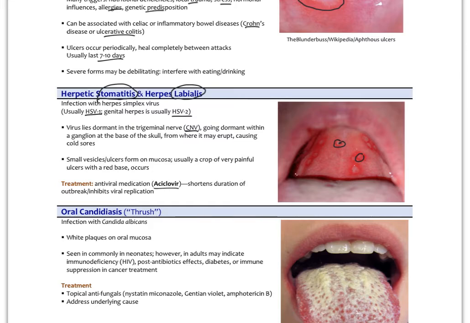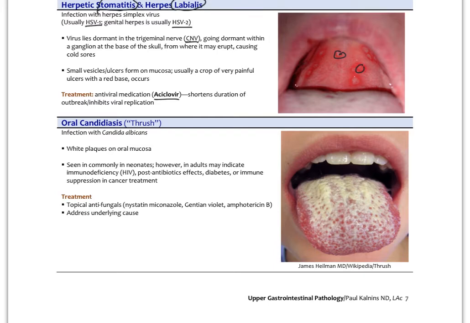Another oral disorder here would be thrush, oral candidiasis, and that's infection with Candida albicans. It forms a very thick white tongue coating, white plaque. You can almost scrape it off. Commonly seen in newborns, and that's because their immune system hasn't really kicked in yet, usually under 6 months. In adults, we find it more associated with immunodeficiency disorders like HIV. It could also happen after taking antibiotics. It happens more commonly in diabetic patients and anybody on immune suppression with cancer treatment. So it'd be common in people with thrush.